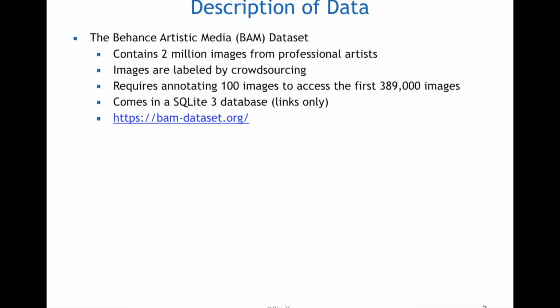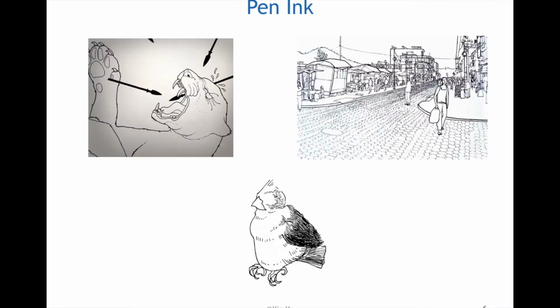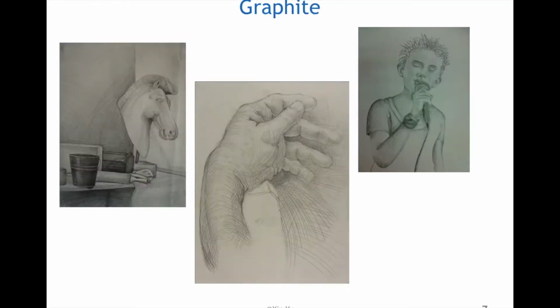To access the dataset, you must manually annotate 100 images. Afterwards, you'll be given a link to download a SQLite 3 database. The database has a list of 389,000 image links sorted by various categories. Some samples of the images are shown here. These are the watercolor ones, the oil paint, pen ink, and graphite ones.